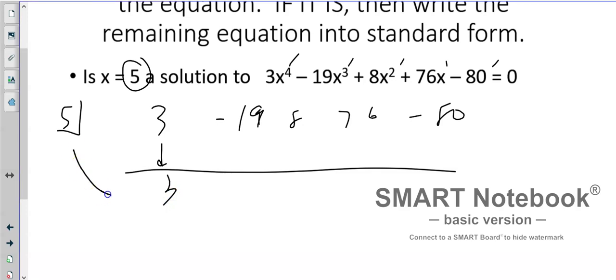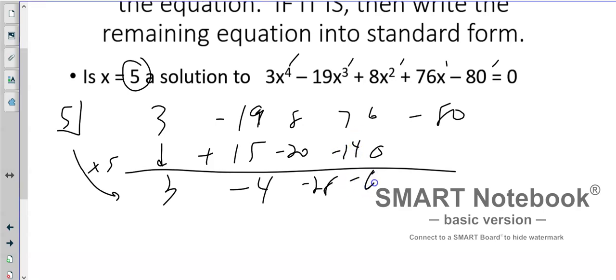Drop the 3 down. Multiply by 5. Add straight down. 15 minus 19 is negative 4. Multiply. Okay, 5 times negative 4 is negative 20. Add straight down. Multiply. Okay, 5 times 8 is 40. 5 times 2 is 10. Plus 4 is negative 140. Add straight down. We get negative 64. Multiply by 5. We're going to get negative 320. And if we add straight down, we get negative 400.